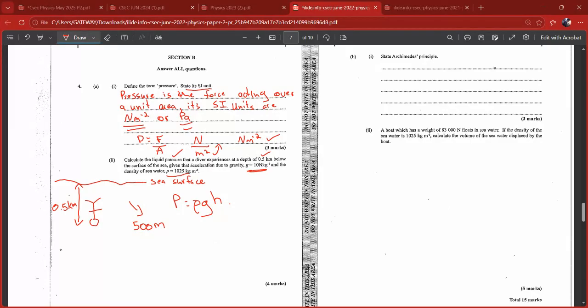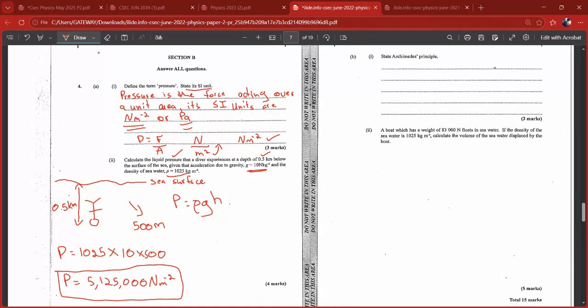So to calculate the pressure, we say the density, which is 1025, multiplied by gravity, which is 10, multiplied by the depth, which is 500 meters. So when we work out this, we're going to get the total pressure, which is 5,125,000 Newton per meter squared or Pascal, right? I will put Pascal.